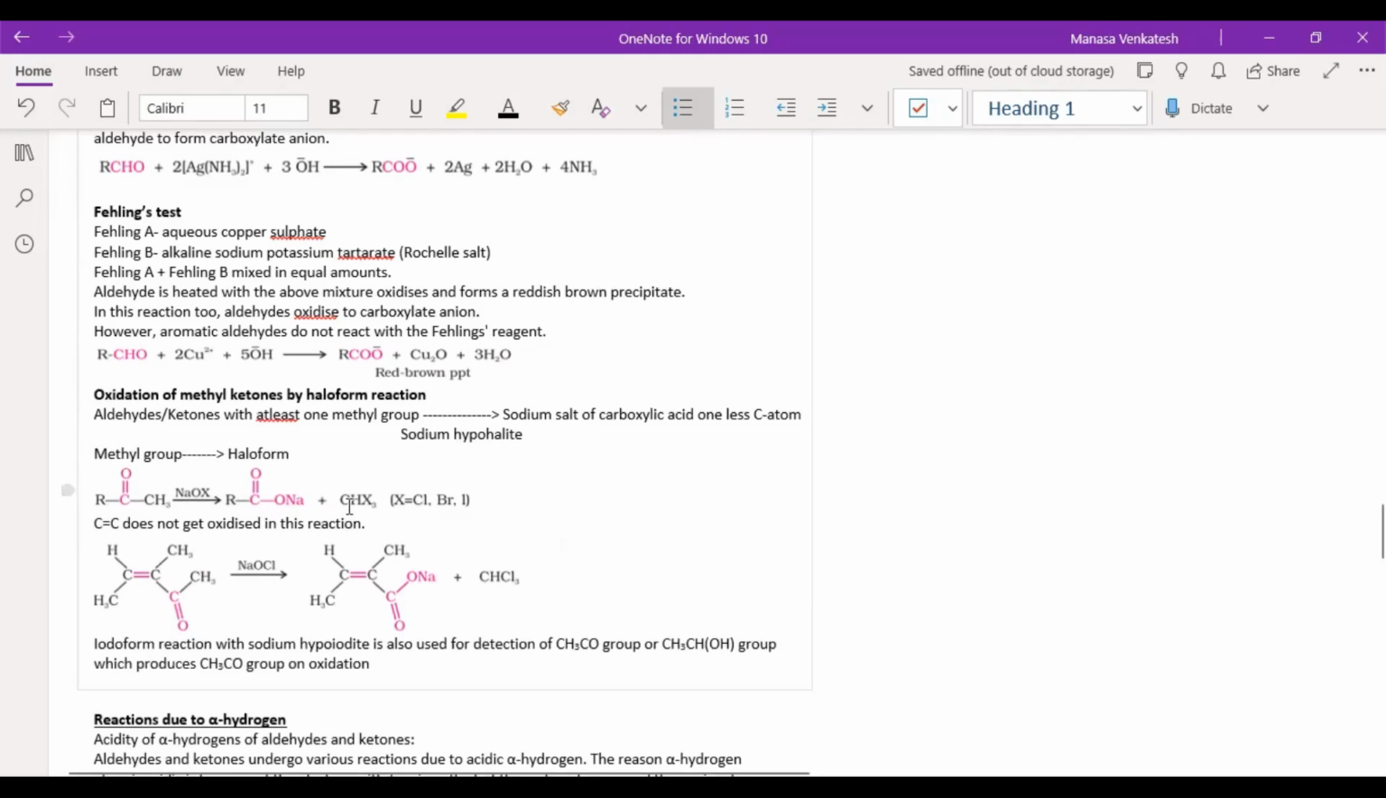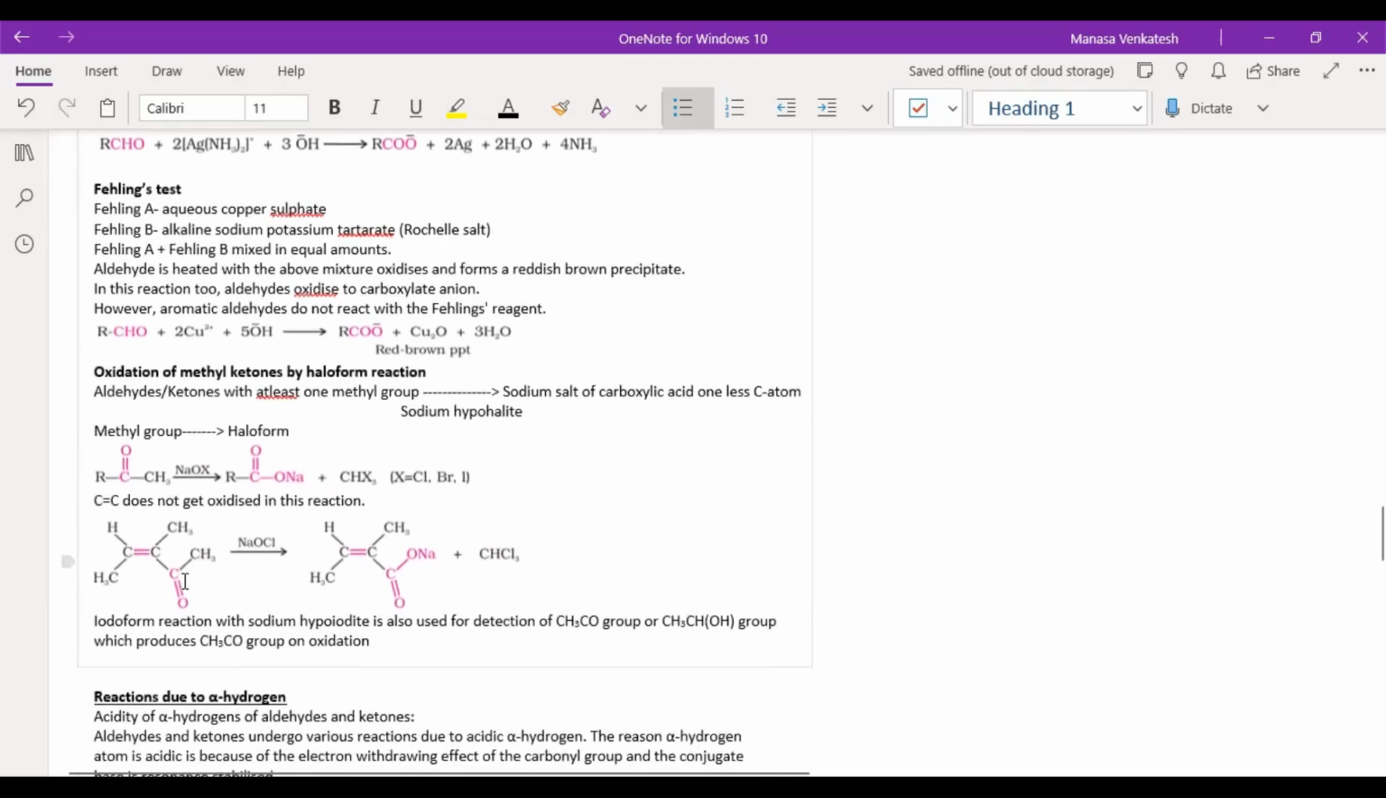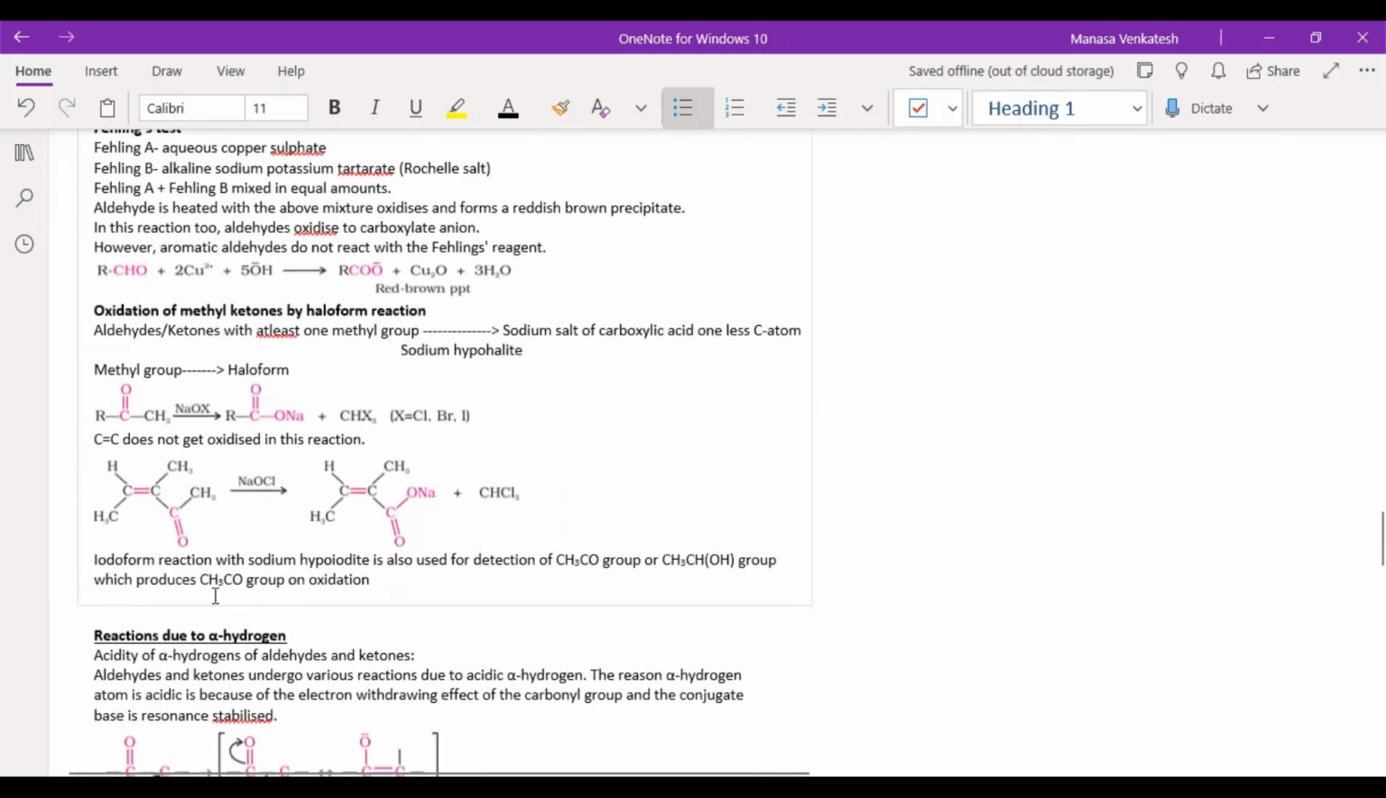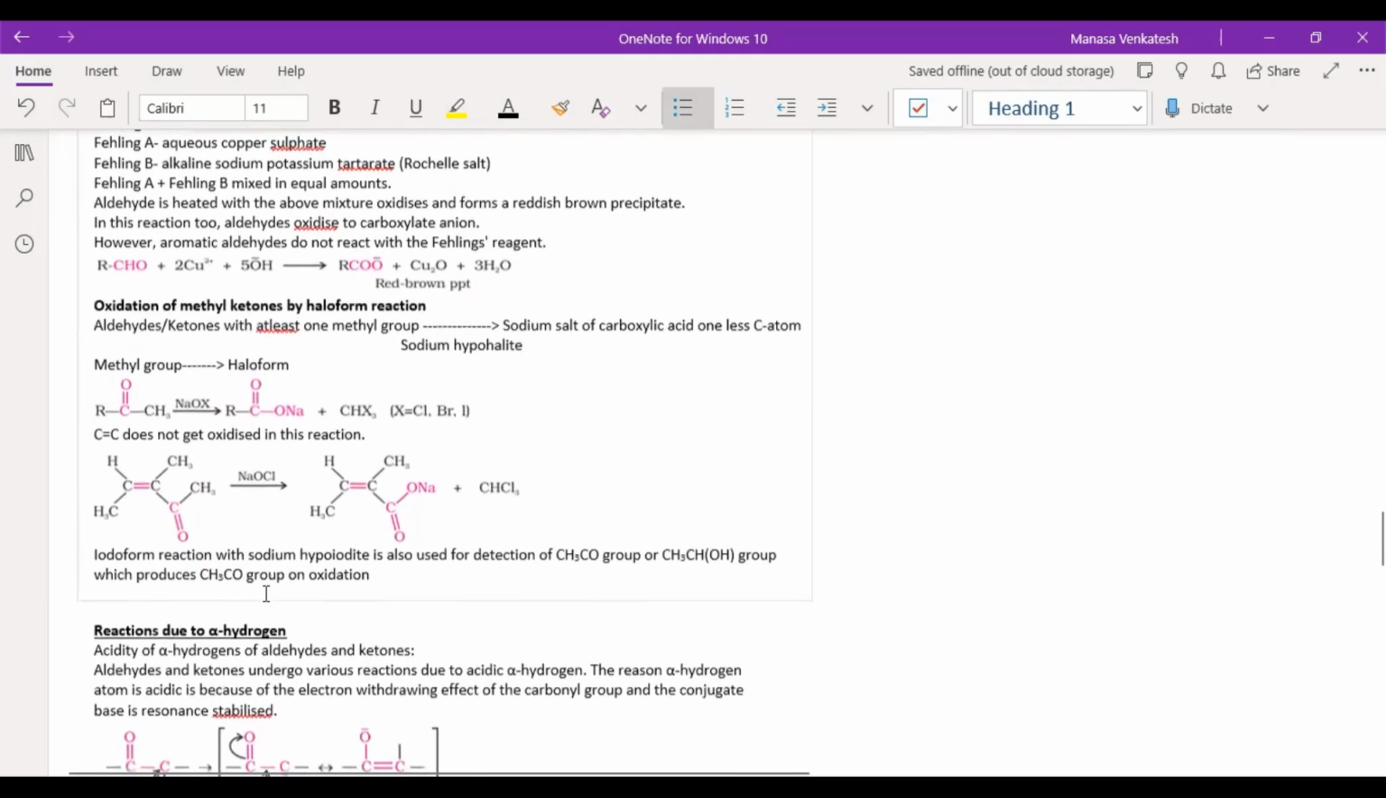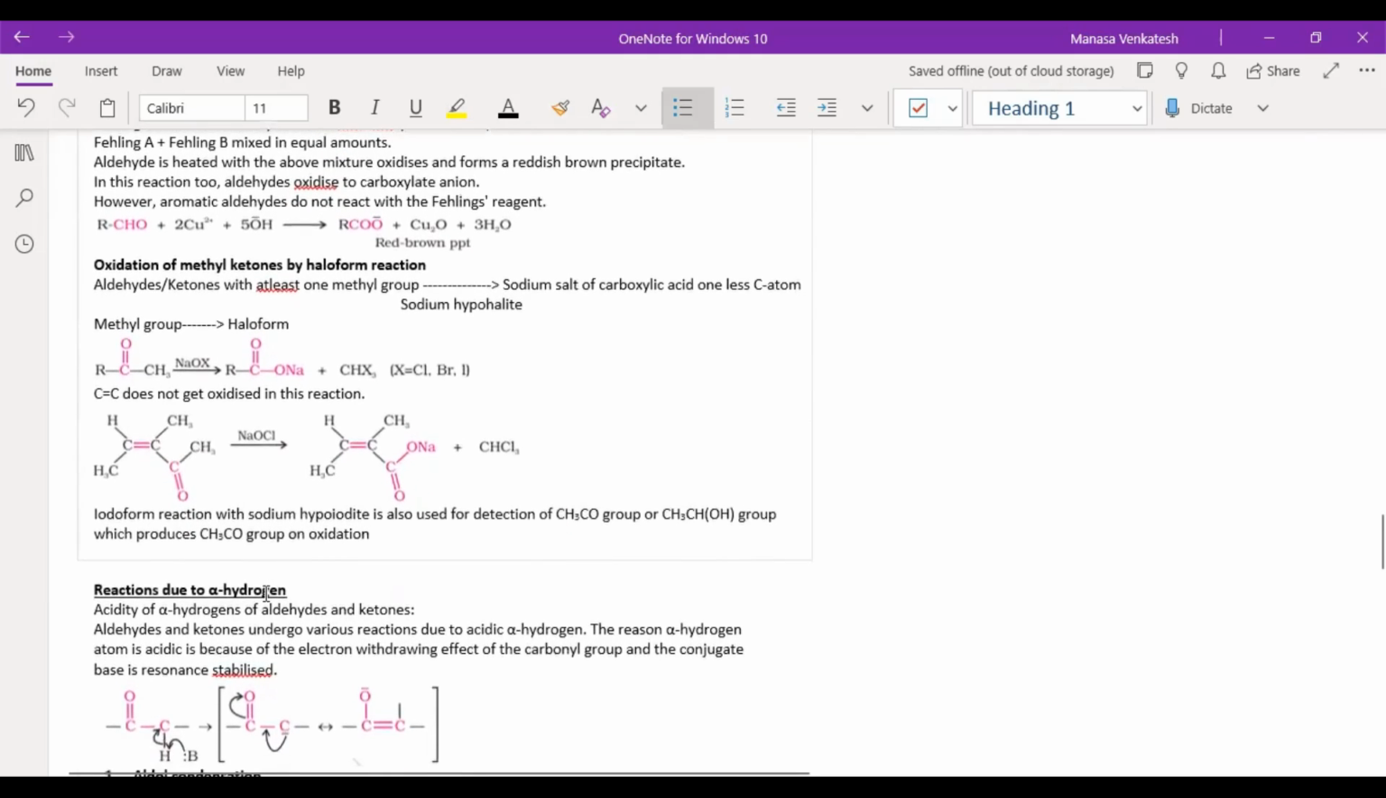The methyl group is getting converted to haloform. But the double bonds which are present in the compound are not going to get affected by this reaction. Now, this iodoform reaction is actually used for the detection of various groups.